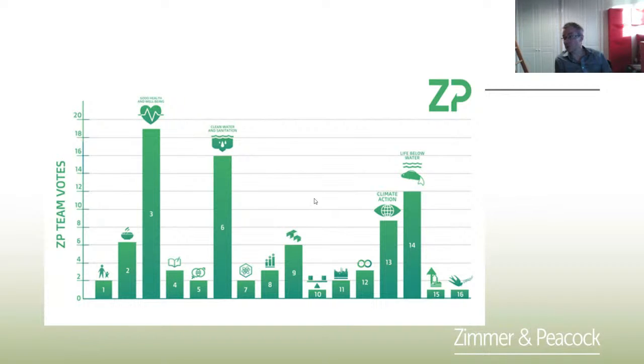We were going to choose the top four. So we said, okay, we'll do the top four. People said that as one of the top four, they wanted good health and well-being. They said that they wanted clean water and sanitation. They said that they wanted to do climate action, and they wanted to take care of life below water. And then, as we work towards these four, we can work through the whole 17 of them and make sure that as a business we're aligned on these.